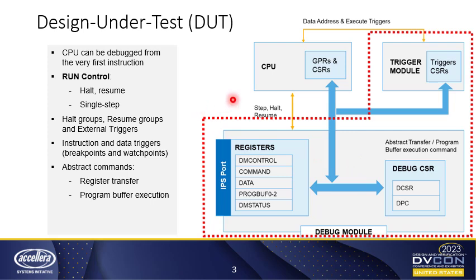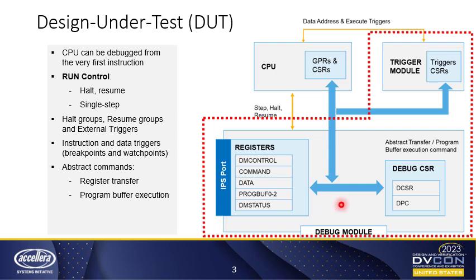The CPU can be debugged from the very first instruction. The debug module contains the run control functionalities such as halt, resume, and single step. It can halt the core whenever there's a hit on the software breakpoint or trigger matches the program counter or read-write address. It can do single-step instruction execution. It can request the system to reset the core.